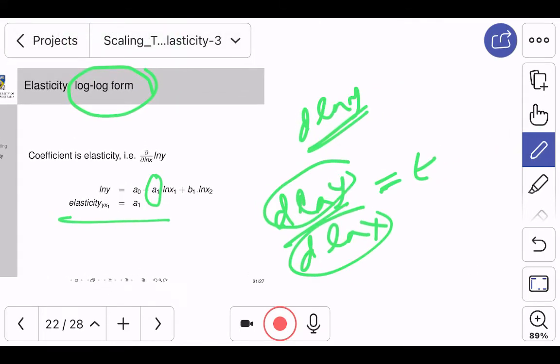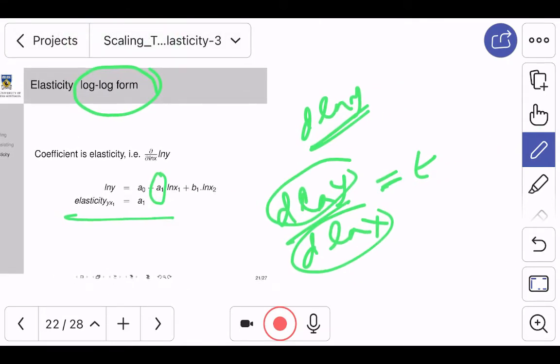It's the simplest form of elasticity, which is the slope for the relationship not between y and x, but between the logged value of y and the logged value of x becomes the elasticity.